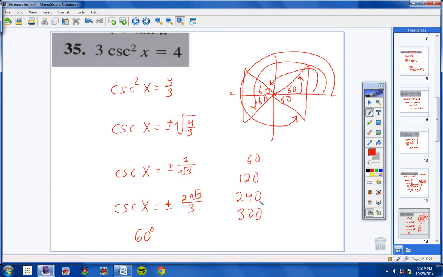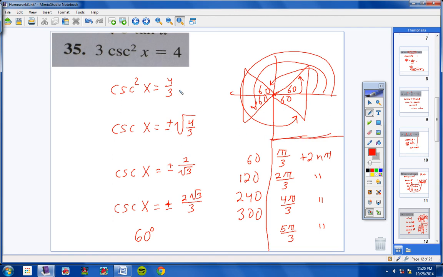Okay? Now, of course, we would have put that in radians, so it'd be pi over 3. And 120 would be 2 pi over 3. 240 would be 4 pi over 3. And 300 would be 5 pi over 3. So there we go. Plus 2 n pi, and then ditto marks. So there we go. Hope that made sense, guys. All right.